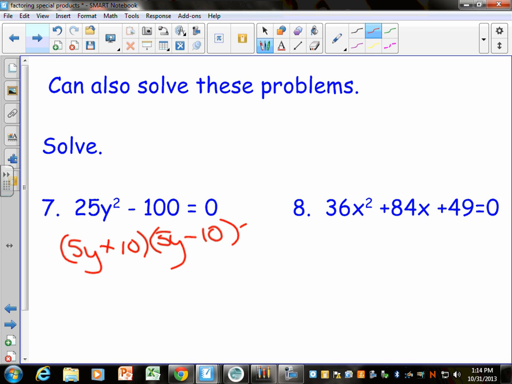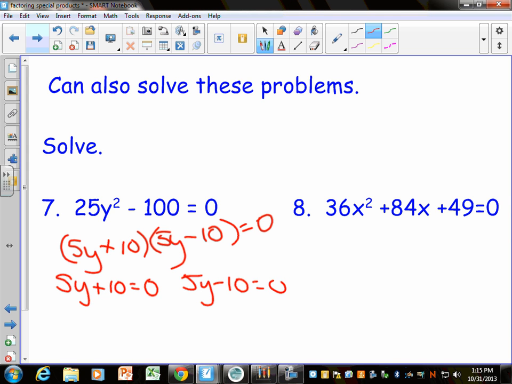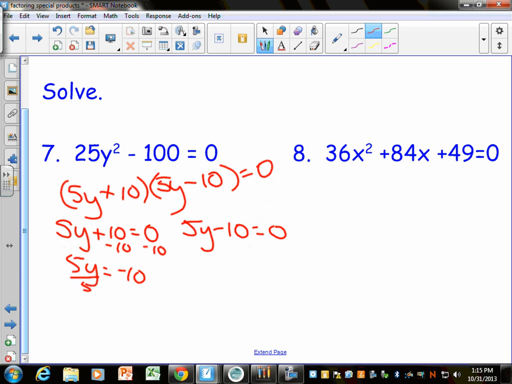But I want to solve it. What's that mean? What's that extra step? Now you're going to have to take it down and set each one equal to 0. So 5y plus 10 equals 0, and 5y minus 10 equals 0. You're going to get 5y equals negative 10 and 5y equals positive 10, because you're going to subtract 10 over. Then you're going to divide by 5.